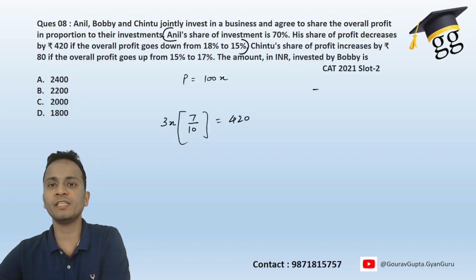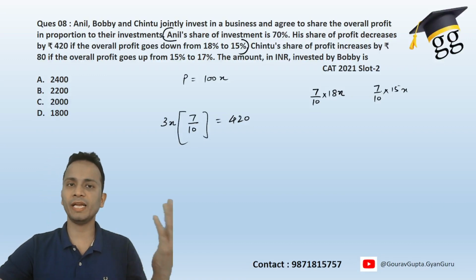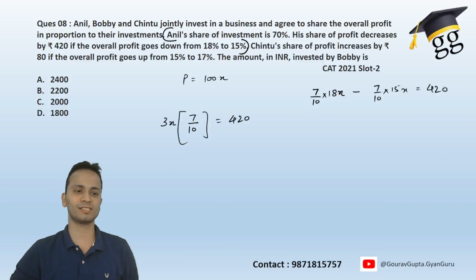So Anil's profit in the first case would be 7 by 10 of 18x. In the second case, it will be 7 by 10 of 15x. Profit goes down from 18% to 15%, right? Okay, the difference between these two is equal to 420. This is given to us, right?